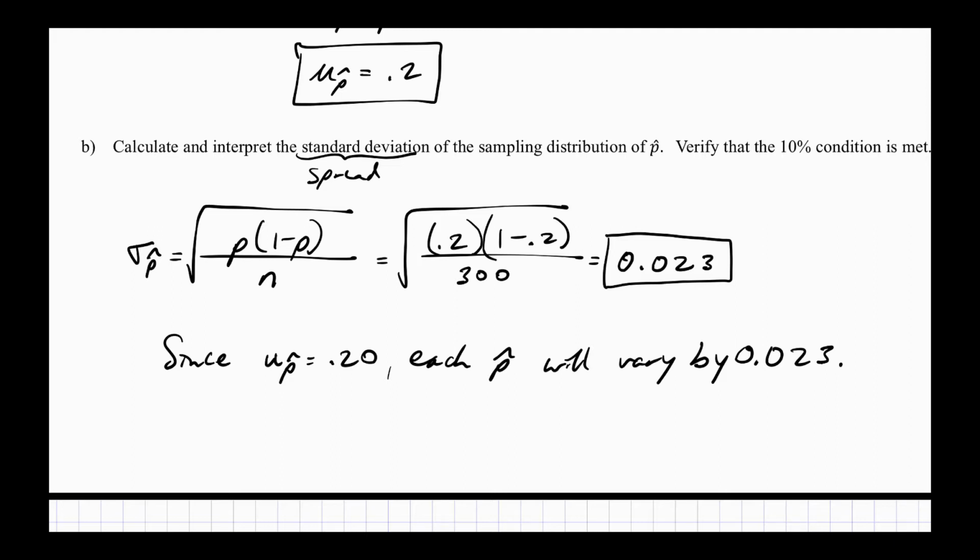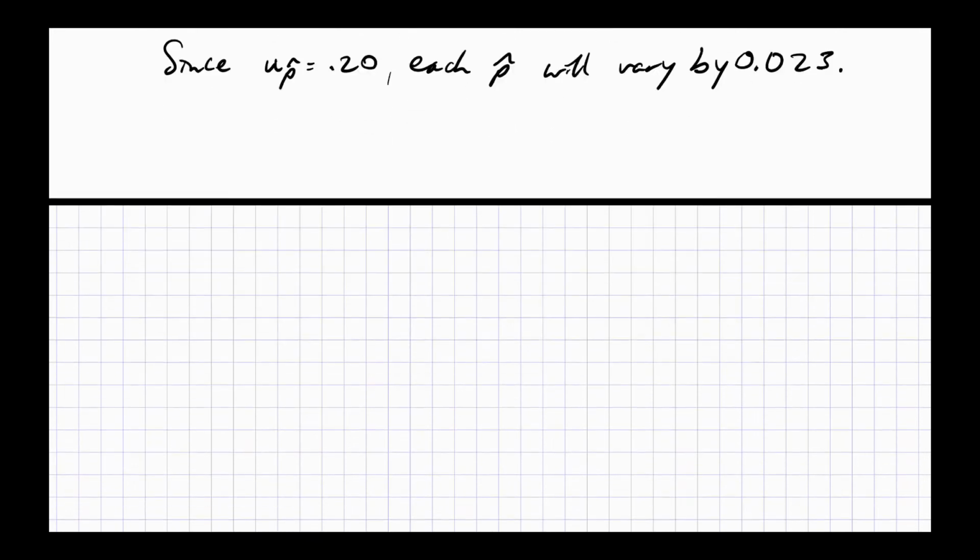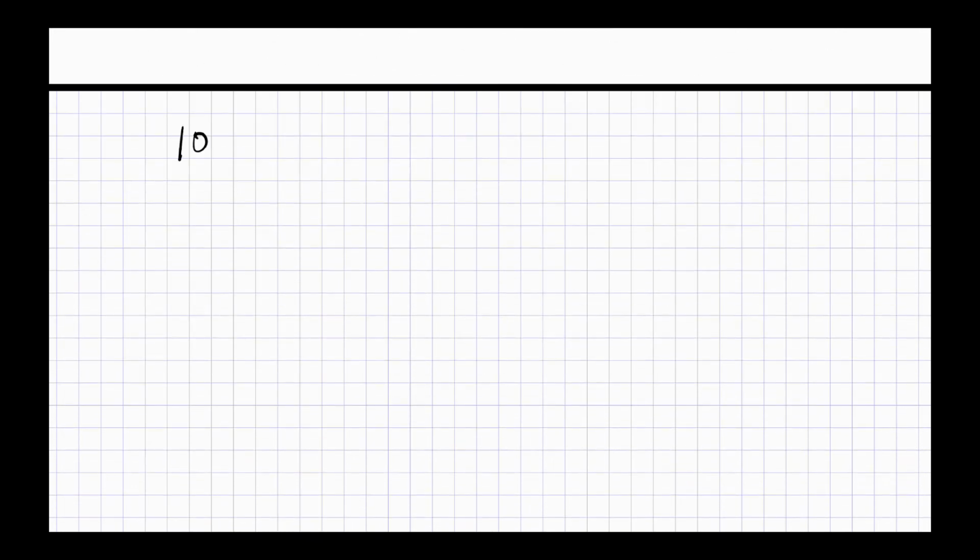So we've calculated, we've interpreted. The last thing we have to do is verify condition number 2, the 10% condition. We don't have to do the rest, just number 2. N is less than or equal to 10% of big N.